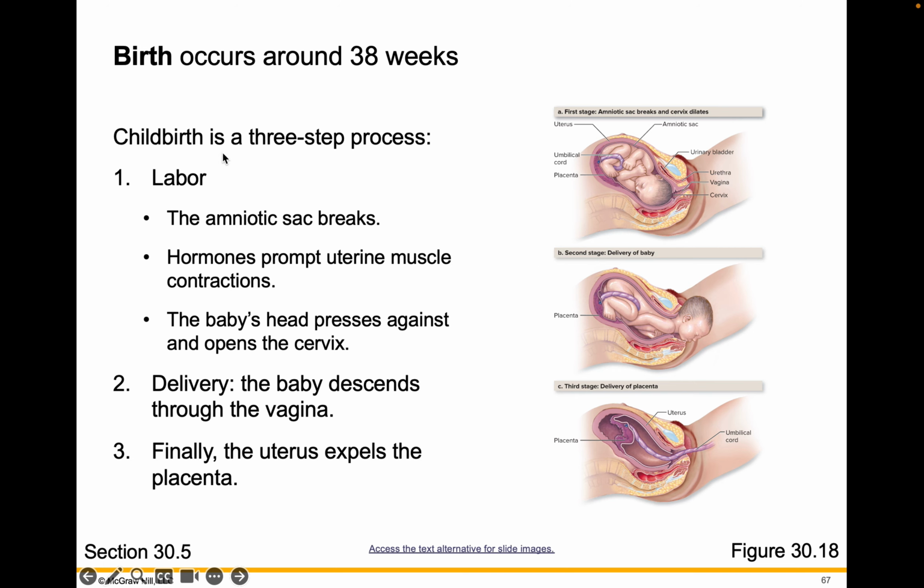Childbirth is a 3-step process. Labor, when the amniotic sac breaks. Hormones prompt uterine muscle contractions, and baby's head presses against and opens the cervix. Delivery is what occurs when the baby descends through the vagina. And 3, finally, the uterus expels the placenta.